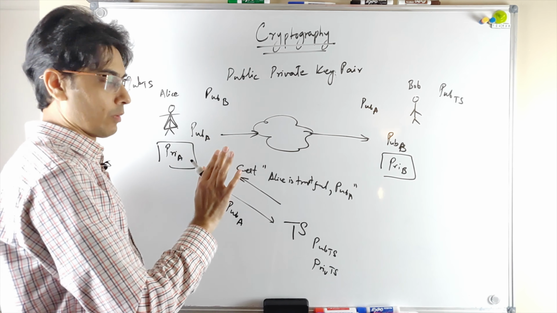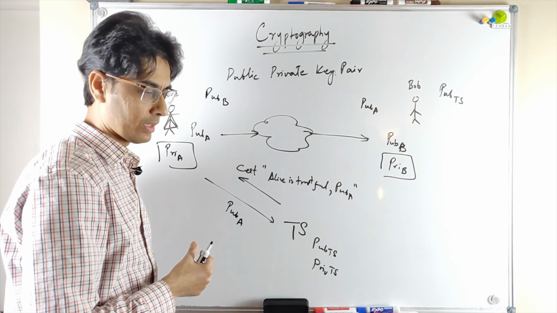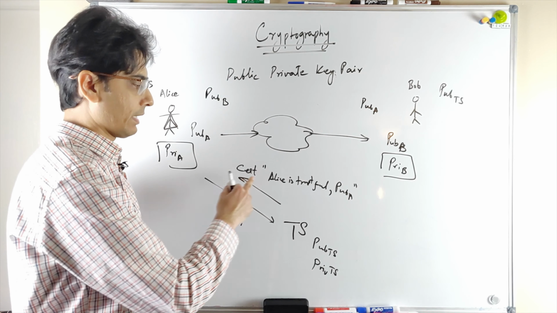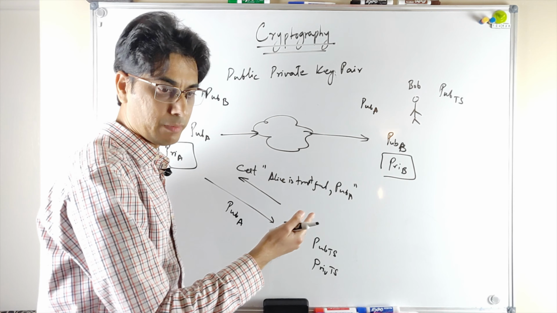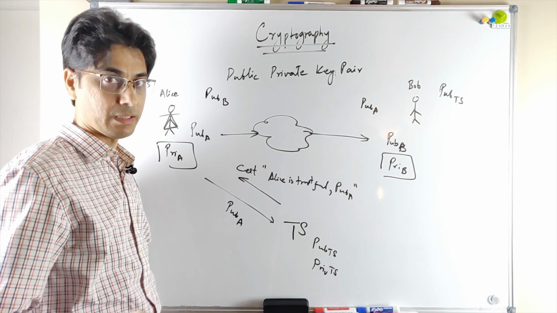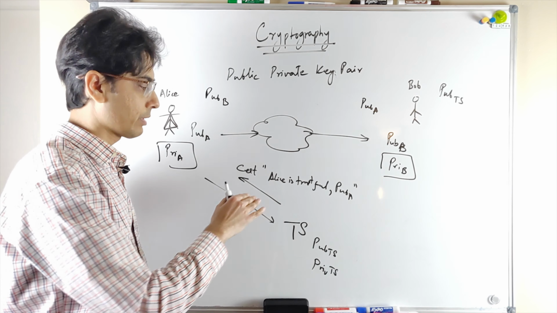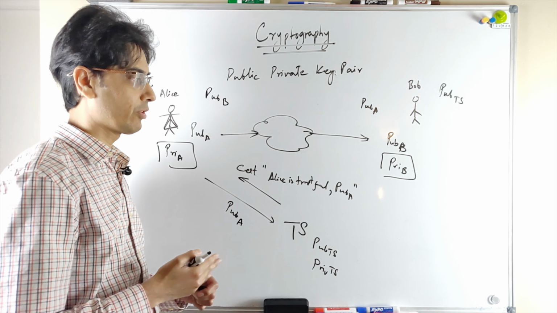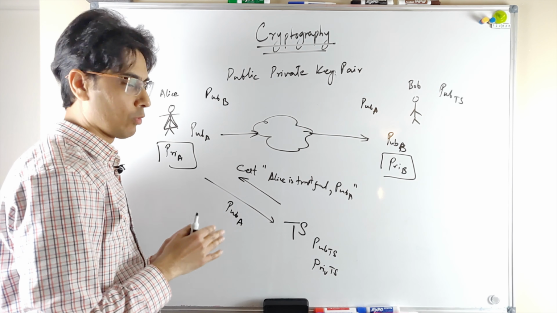And so when Bob receives the certificate that Alice sent, he will see in the certificate that Alice is trustful and this is the public key of Alice. Since this certificate is signed by Think Software and he trusts Think Software, he first tries to validate whether this certificate is indeed signed by Think Software or not. So Bob will use the public key of Think Software to validate.